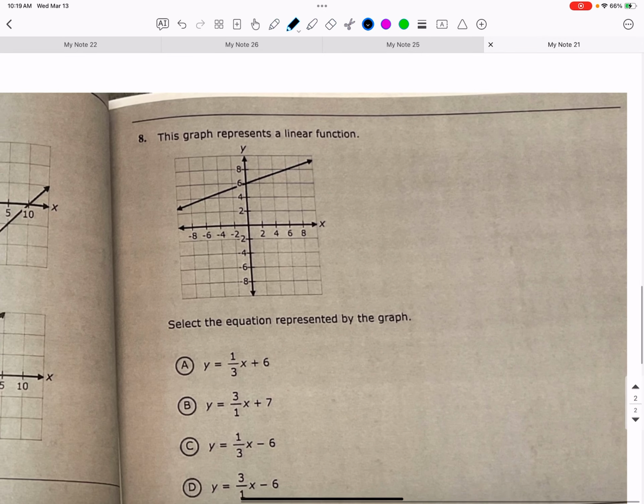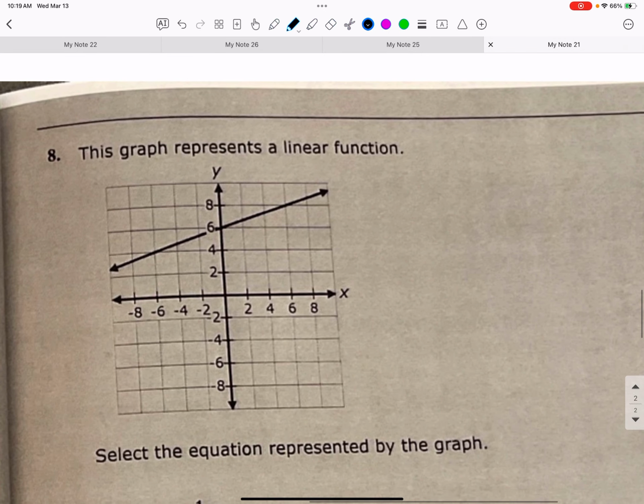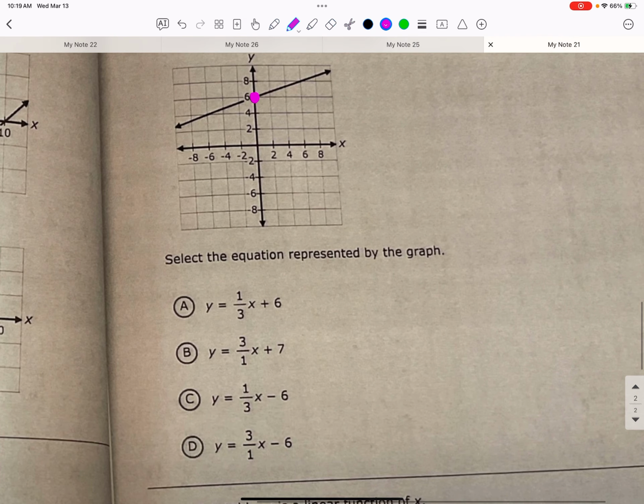Number 8. All right, let's see. Which one could this be? Well, it starts at 6. Notice I'm doing the same first step for everything. Where does it start? Starts at 6. This one could start at 6, yes. This one says start at 7, no. This one says start at negative 6, no. This one says start at negative 6, no. All right, I didn't even have to do anything else. That's the only one it possibly could be.